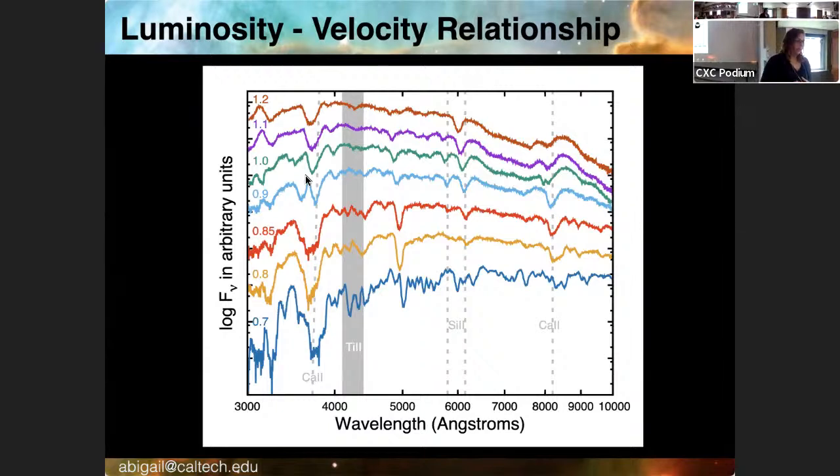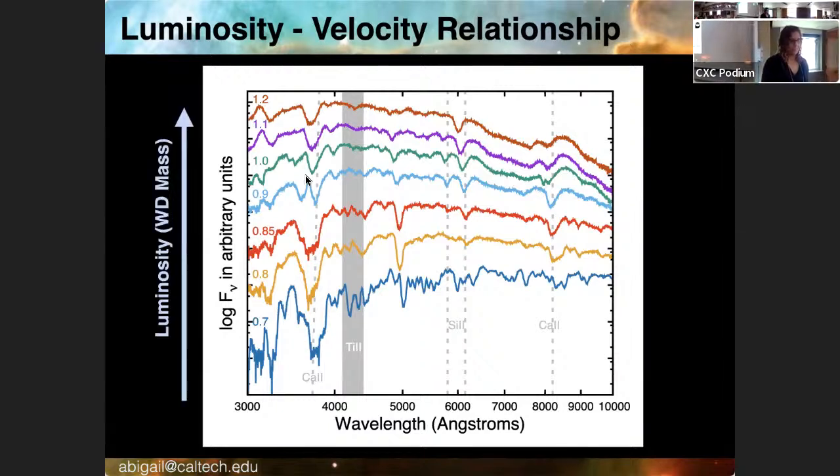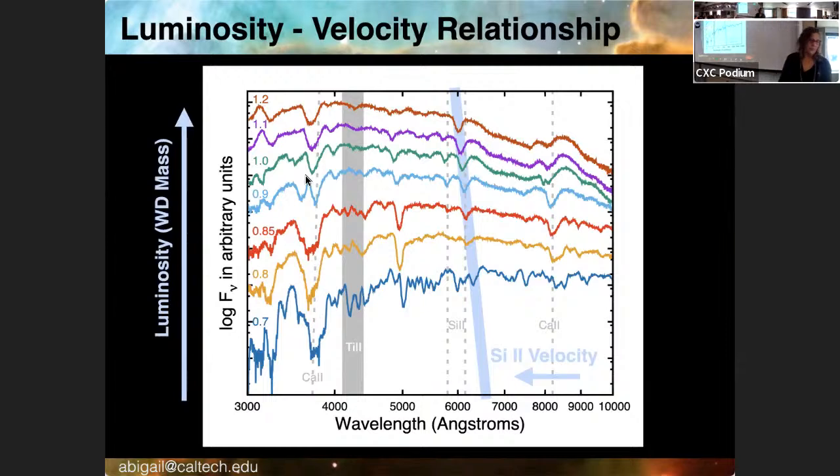So in our models here, we notice this interesting trend that as we increase the mass of the white dwarf, so these different colors are different masses of underlying white dwarfs, all with very thin helium shells, we get more nickel. We increase luminosity. And we noticed we also, pretty logically, increase the silicon velocity because we're increasing the energy of the explosion with the nickel, right? While decreasing the binding energy. So we decided to see if this is a trend we see in real Ias or not, right?